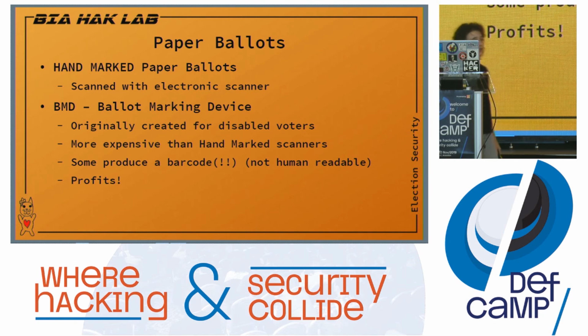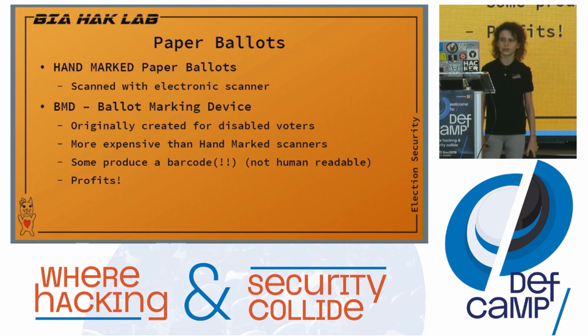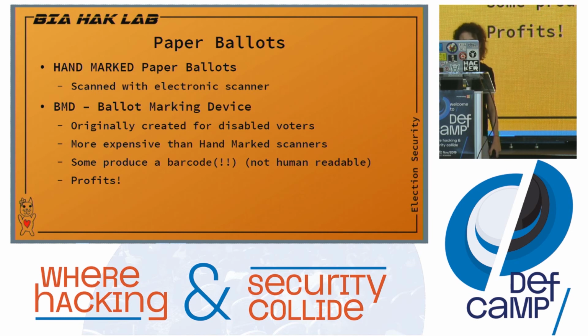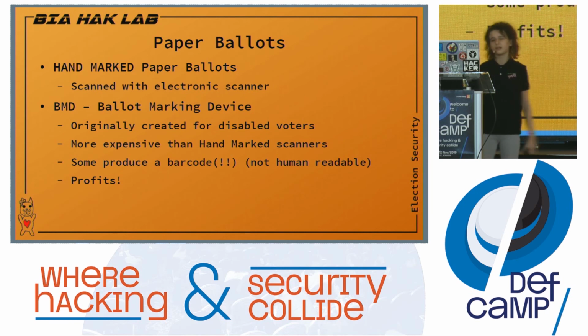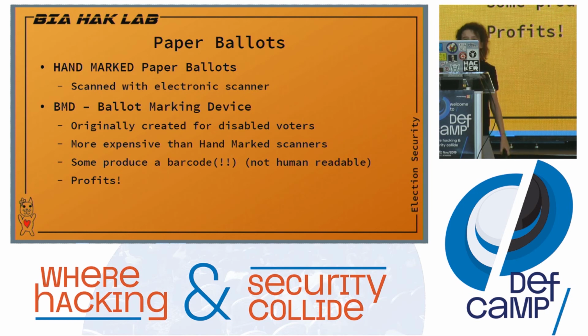Then ballot marking devices. These were originally made for the handicapped voters, but with demand for paper ballots, the voting machine manufacturers saw an opportunity to sell more expensive BMDs as paper ballots. There are a few problems with these machines. If the machine flips your vote, what do you do? Was it a human error or a machine error?